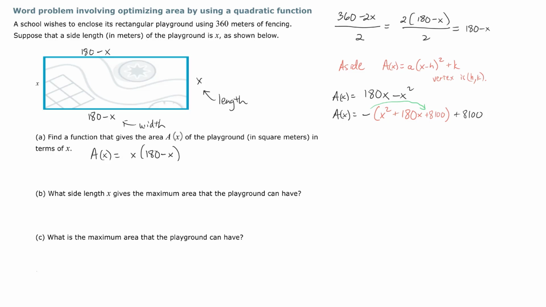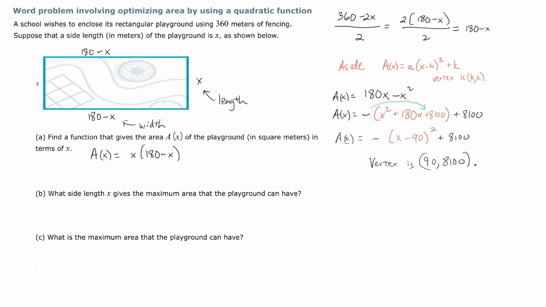Let's rewrite A of x one more time. Rewrite the function A of x to be negative times the quantity x minus 90 squared plus 8,100. And now you can identify the vertex. The vertex is (90, 8,100).